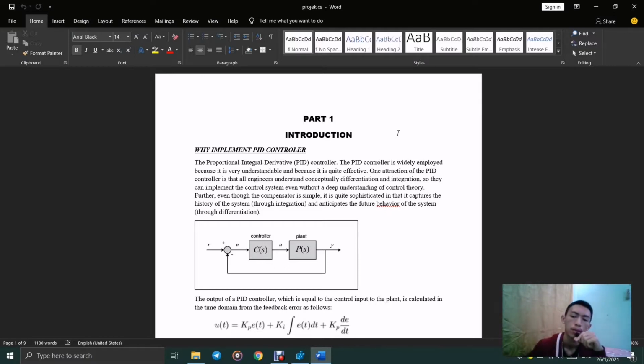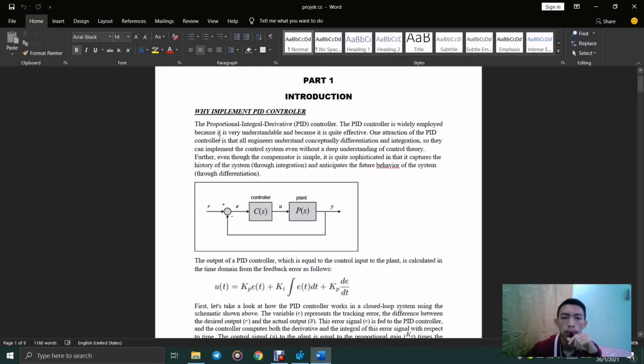Okay, today I want to talk about the PID control system, and my part is the introduction. Why implement a PID controller? The proportional integral derivative PID controller is widely employed because it is quite effective.